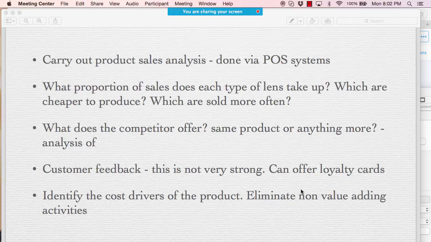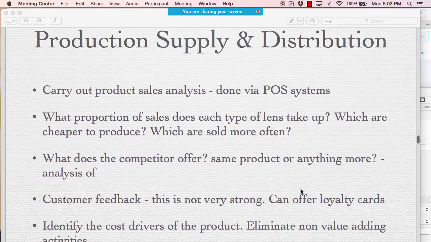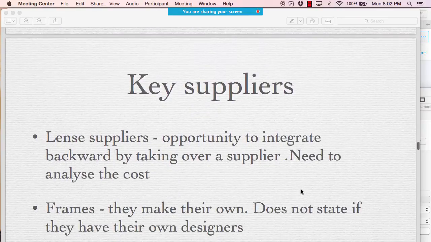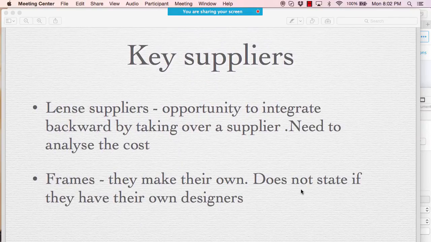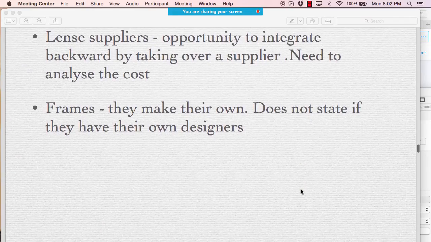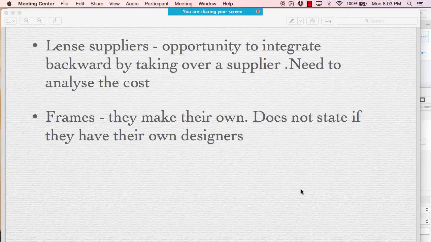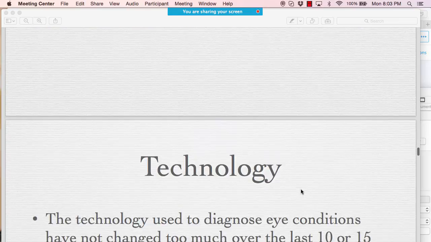Well, the customer feedback. Can we offer loyalty cards? Again, in this case, I will use a lot of technology to improve. I can look at the concept of big data and use it to see where we can add value in which space, as well as eliminate non-value-adding activities. So who are our key suppliers? The lens suppliers; frames, they make their own. It doesn't say clearly whether they have their own designers, right? We can also look at backward integration, but we need to look at the cost associated with it.